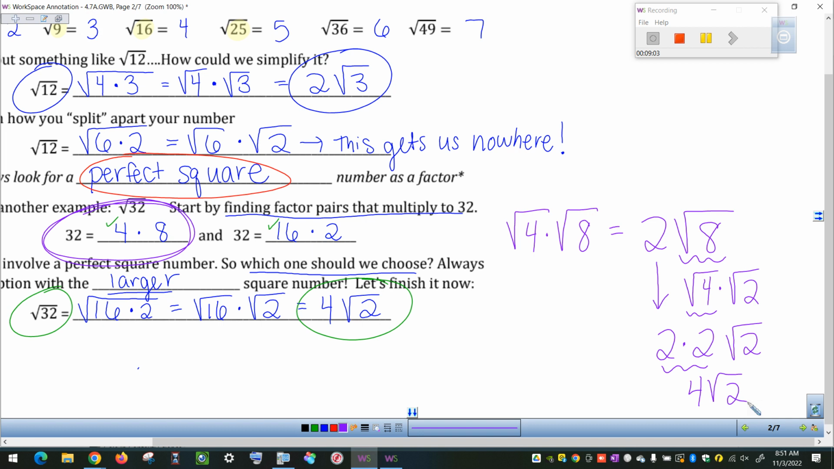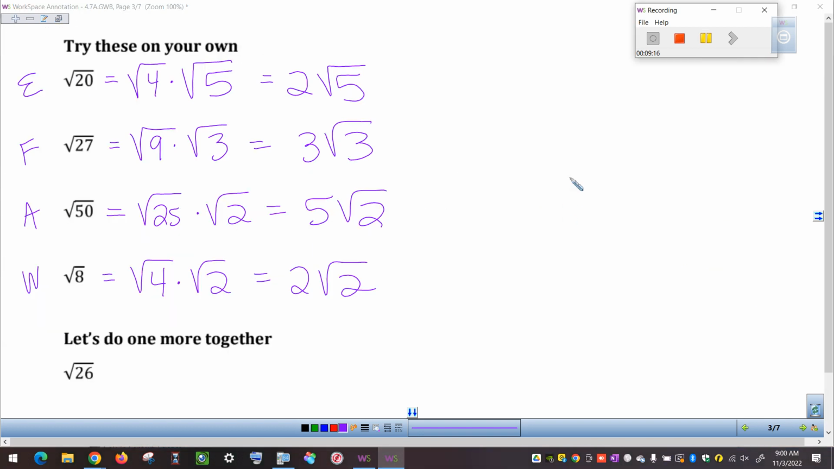So that's why I like to recommend choosing the larger option if you're able to. We want to ask ourselves this question of, can this be simplified? And if you don't immediately recognize something that it divides by, you could always just grab a calculator.